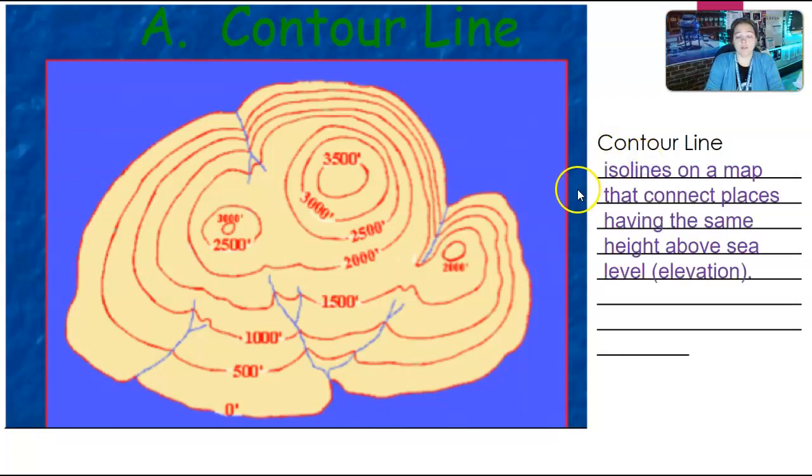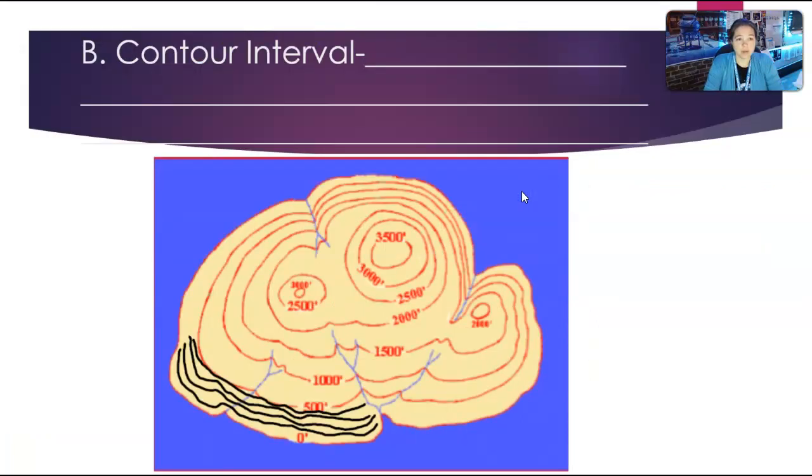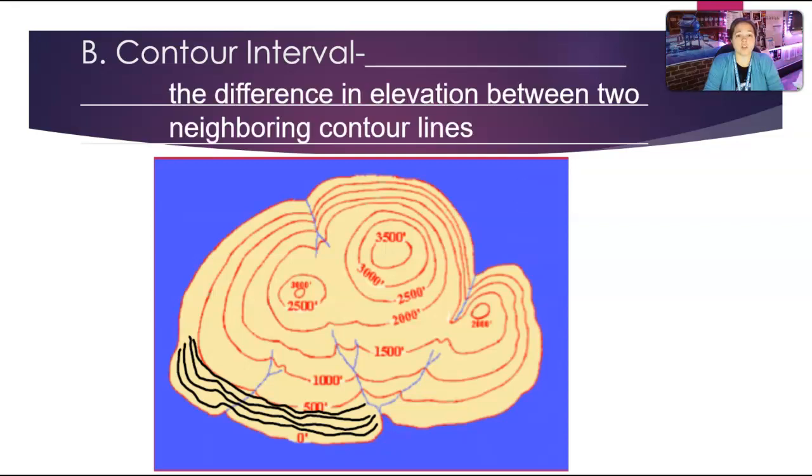Contour lines. These are isolines on a map that connect places having the same height above sea level, the same elevation, the same number. A contour interval. What is a contour interval? These are the differences in elevation between two neighboring contour lines, like this one and this one.